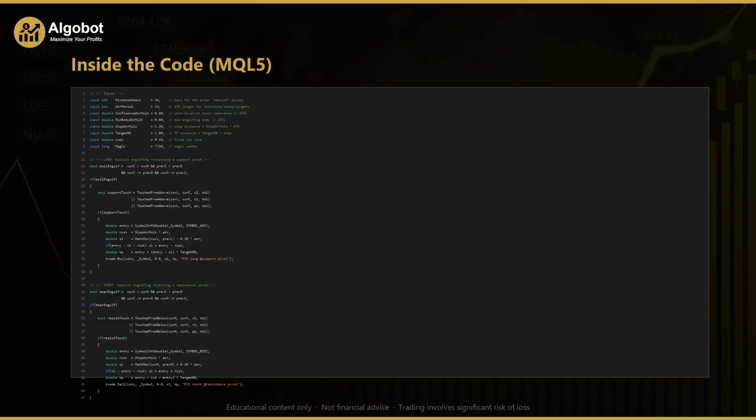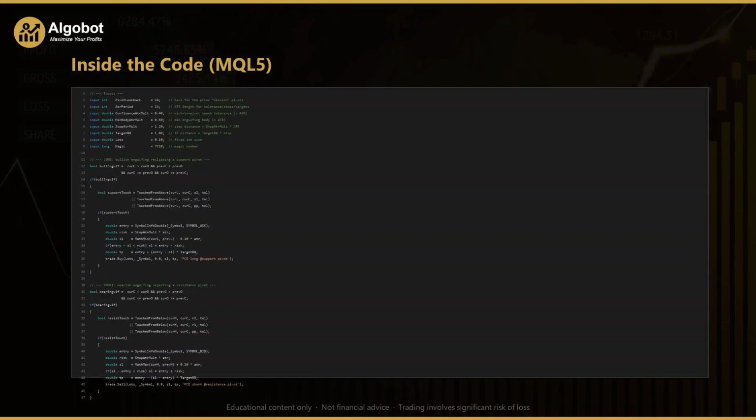Here's the heart of the expert advisor as it appears in MetaEditor. At the top are the input parameters you can adjust in the strategy tester. PivotLookback, set to 24, is how many completed bars define the prior session used to build the pivots. ATR period, 14, sets the volatility measure. ConfluenceAtrMult, 0.40, is the tolerance for how close a wick must come to a pivot to count as a touch. MinBodyAtrMult, 0.60, is the minimum engulfing body.